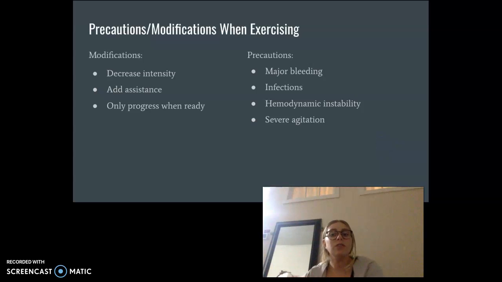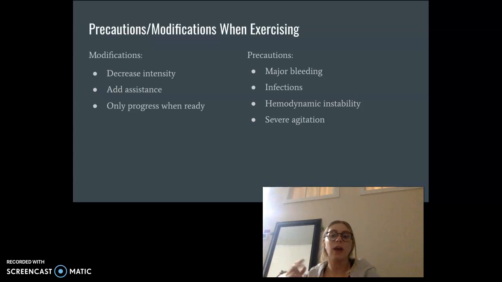Some of the general modifications I want him doing post-transplant are decreasing the intensity of his workout, so either decreasing the weight, the number of repetitions, the duration of the exercise, etc. Another thing I'd like him to do is adding assistance. A small example is, instead of doing regular push-ups, you can do push-ups on your knees.